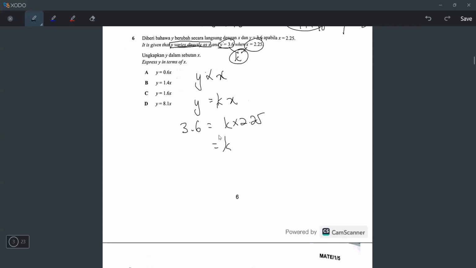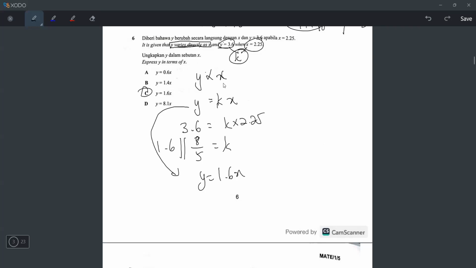So get the k value now. 3.6 divided by 2.25. And the answer is 8/5, or you can also say that it's 1.6. So k is 8/5 or 1.6. So now you have to rewrite. What do I mean by rewrite? y equals kx, so k is what? 1.6x. So what they want is to express y in terms of x. So that's the answer. The answer is C. You just remember the steps.